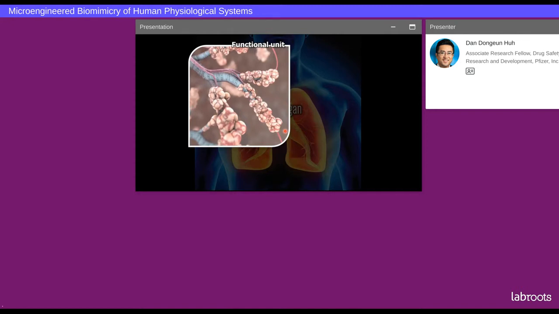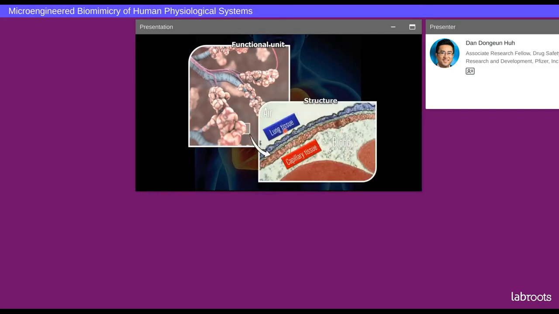So in the lung, that would be the alveolar system shown here. And the next step is to closely examine the functional unit to identify the key features that you want to replicate in your engineered system. So we often start this process by looking at the structure. So if you look at the alveolar capillary interface in the lung, there's a thin layer of alveolar epithelial tissue on one side, another thin layer of capillary endothelial cells on the other side. And these two layers are separated by a thin interstitium.